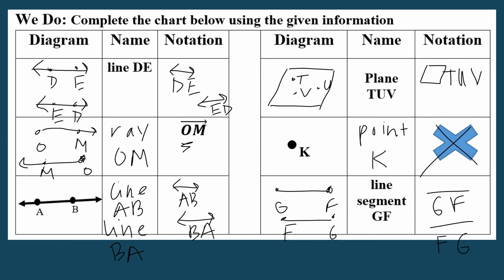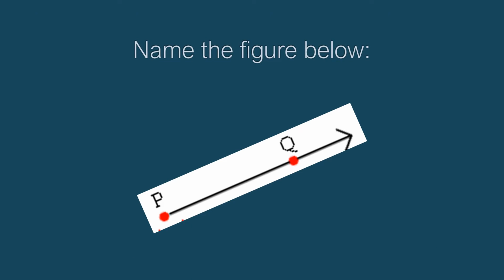So check your work for the you do section. Okay, so this is something that you can do on your own just to do a little practice, but name the figure below. So pause it or just do it out loud if you guys are at home. If you are in class, we're just going to do this on whiteboard.